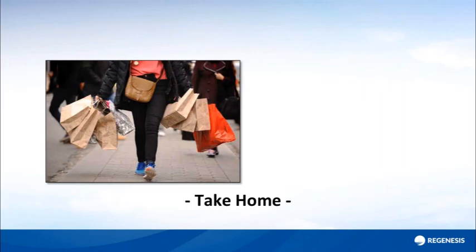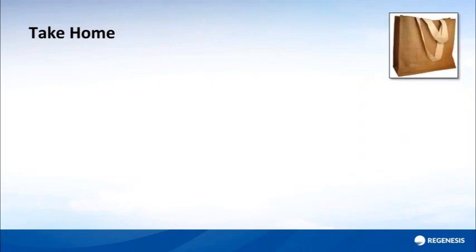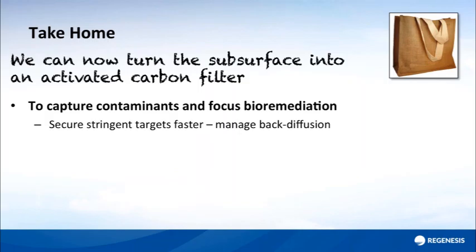The carbon will clean the water, the bacteria growing on the carbon will then clean the carbon. This will enable us to capture contaminants and focus bioremediation, enabling us to get to stringent cleanup targets of low micrograms per litre or even less than a microgram per litre much faster, and also to manage back diffusion. I should add that PlumeStop is particularly effective at low concentrations simply because of the way isotherms work. The lower the concentration, the more efficient it becomes.